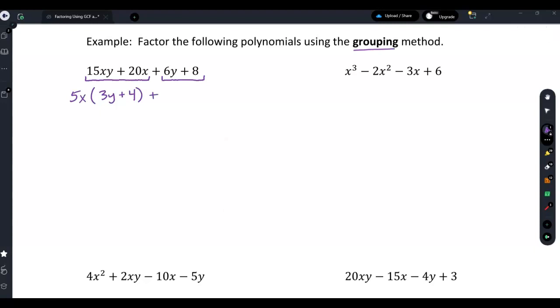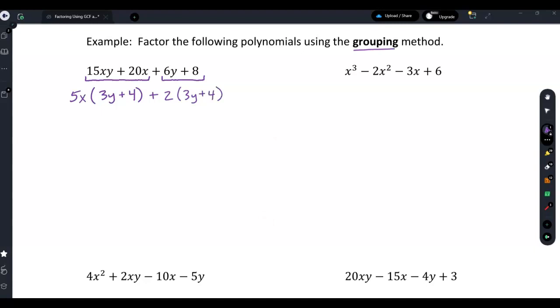And then I'm going to factor out a GCF out of my second group. So in 6y plus 8, there's a GCF of 2. And so I would divide both of those terms by 2. 6y divided by 2 would be 3y. 8 divided by 2 would be positive 4.